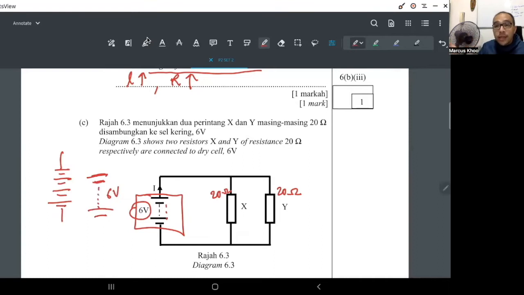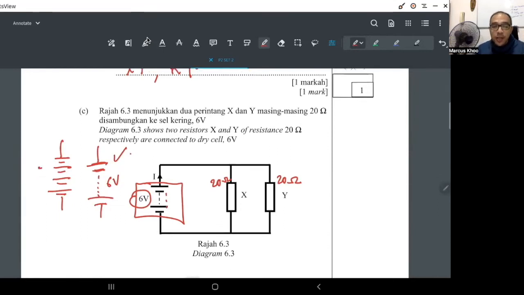So you work it out on your own. One battery is about 1.5 volts, so for 6 volts, four batteries. This is obviously much easier to draw than drawing 1, 2, 1, 2, 1, 2 all the way. So you don't want to do that.